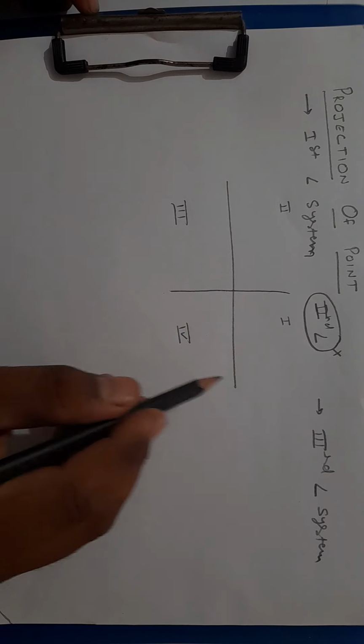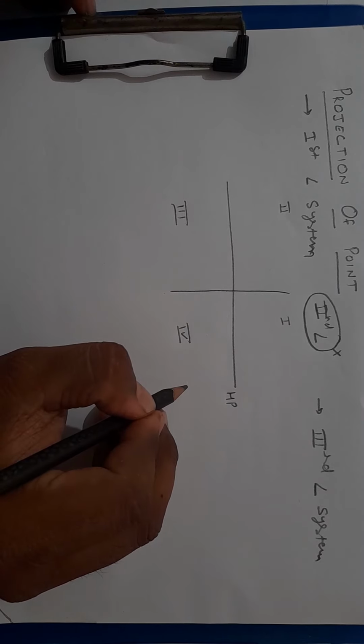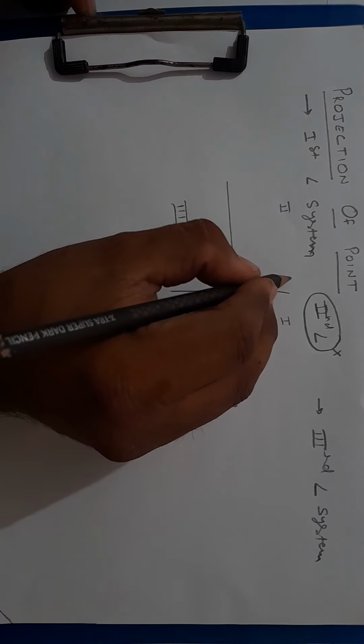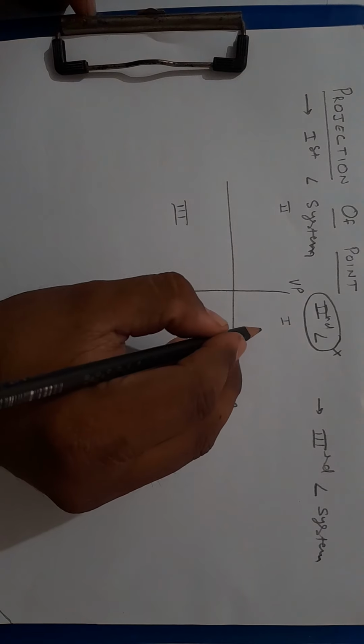These quadrants are created with the help of HP, that is the horizontal plane, and VP, that is the vertical plane. If we are sitting in a room, the floor is considered as the horizontal plane and the front wall, the one you are facing, is the vertical plane. When you are facing a wall, that wall provides you the front view.